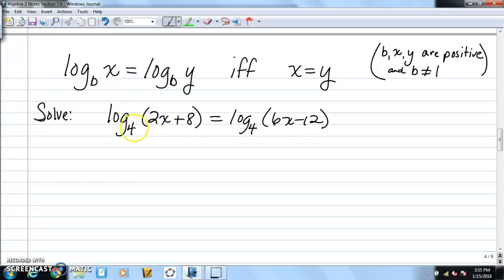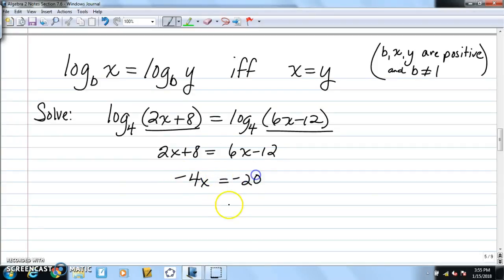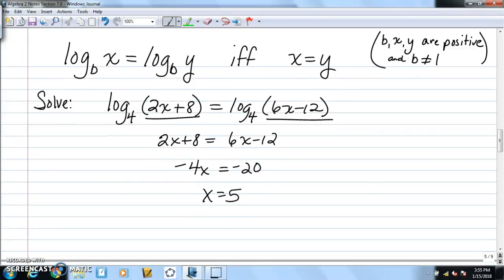So solving this, because I have log base 4 and log base 4, that means this quantity and this quantity have to be equal. So I'm just setting 2x plus 8 equal to 6x minus 12, so negative 4x equals negative 20, so x equals 5. Okay, it is that simple. If you're taking a log and you have log, same base, it has to be same base, then what you're taking the log of has to equal what you're taking the log of.